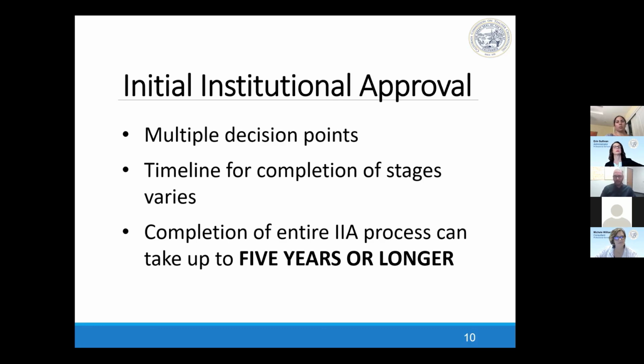And one thing we need to hammer home here today is that the entire IIA process can take 5 years or longer for you to be fully approved. This does not mean that at some point along the way you won't be able to offer programs. There is a provisional period in which you will be able to do so. But for you to become fully approved and a part of the standard 7-year accreditation cycle, that will likely take 5 years or more.